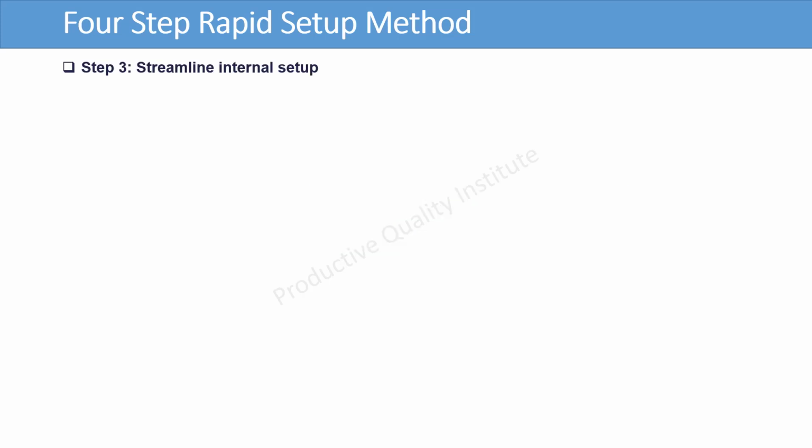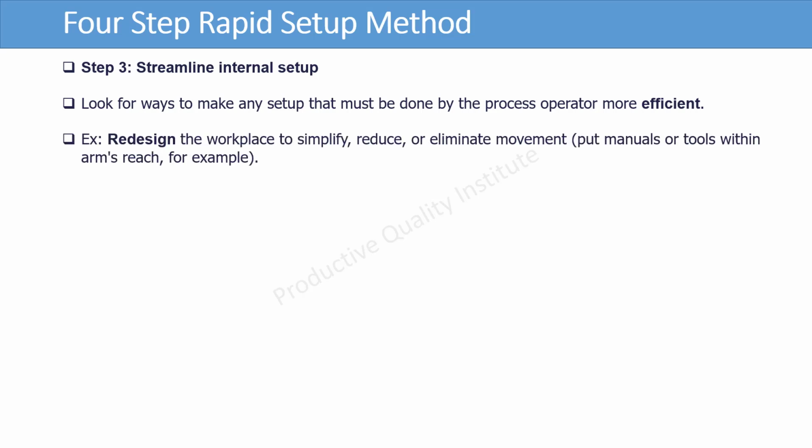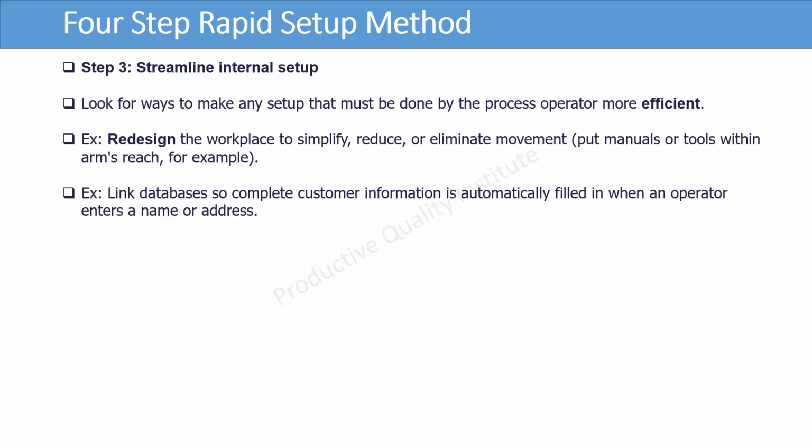Step 3. Streamline internal setup. Look for ways to make any setup that must be done by the process operator more efficient. For example, redesign the workplace to simplify, reduce, or eliminate movement. Put manuals or tools within arm's reach. For example, link databases, so complete customer information is automatically filled in when an operator enters a name or address.